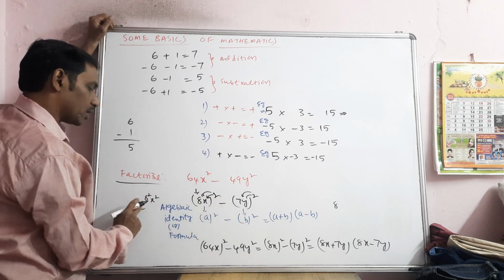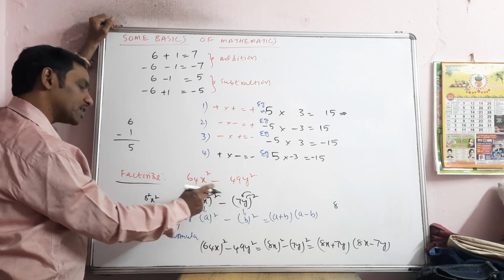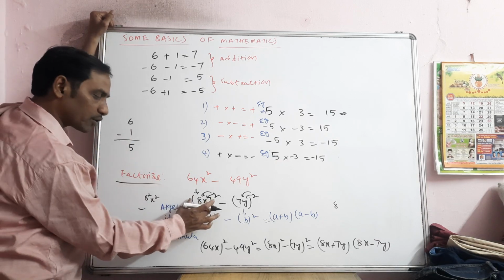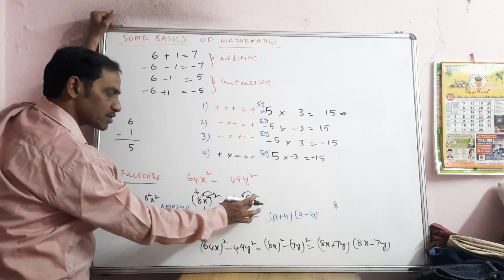So again, if you multiply the square inside the bracket, you will get the 64x square back. So in that way we have to arrange. Okay, now 49y square also you have to arrange in that way.